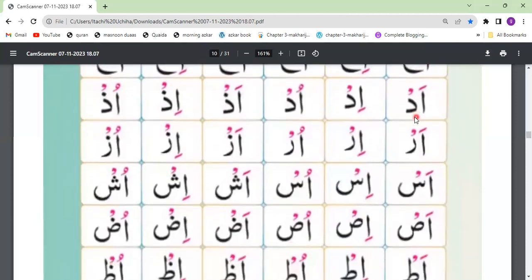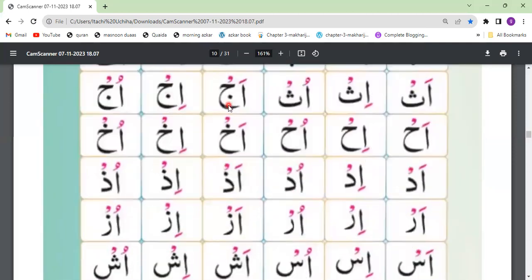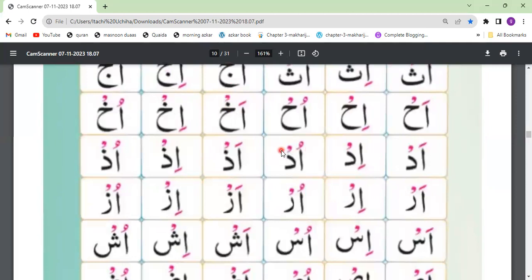Okay, so the next one is over here, dal, ad, id, ud. Instead of saying ad, id, ud, we have to jerk the sound. Ad, id, ud. And why do we do so? Because it is the letter of qalqala, and it is also having a sukoon above it. So the qalqala definition says, if the 5 letters are having a sukoon above them, pronounce them with a bouncing sound, right? So both the conditions are satisfied. The letter is the letter of qalqala, and the sign is also of sukoon, right?